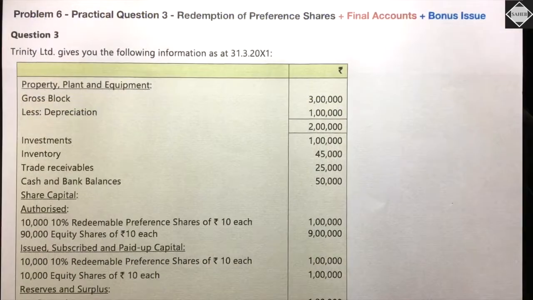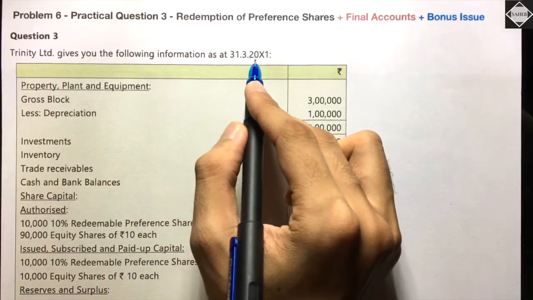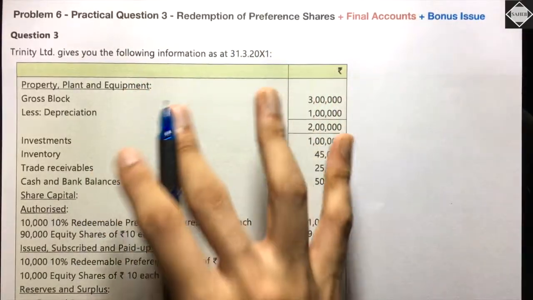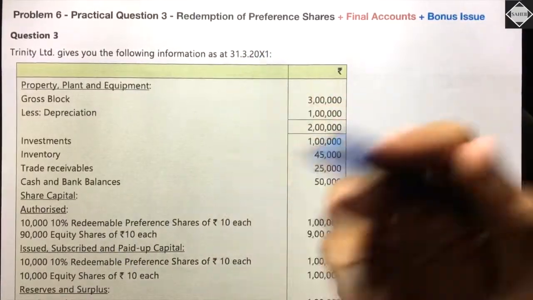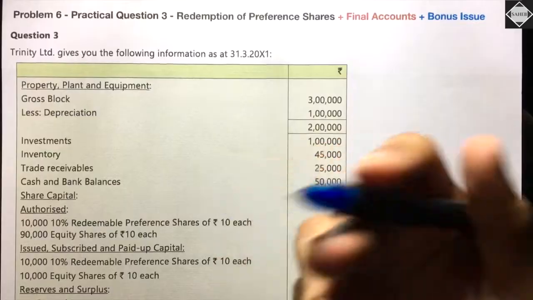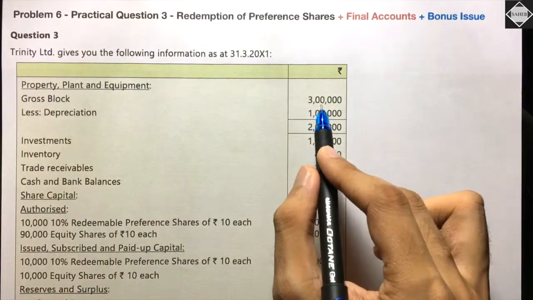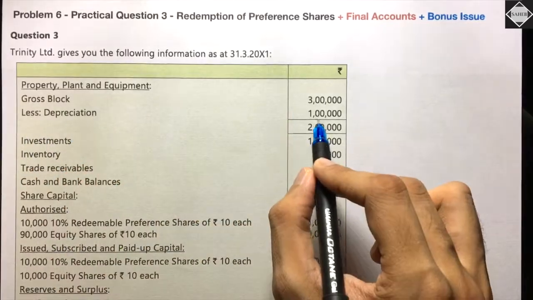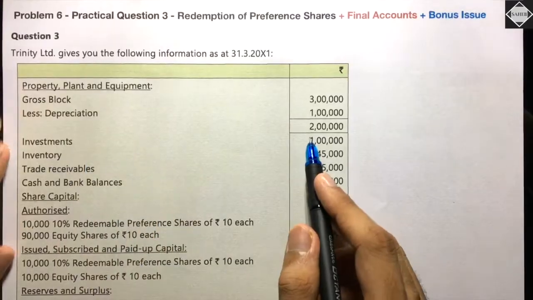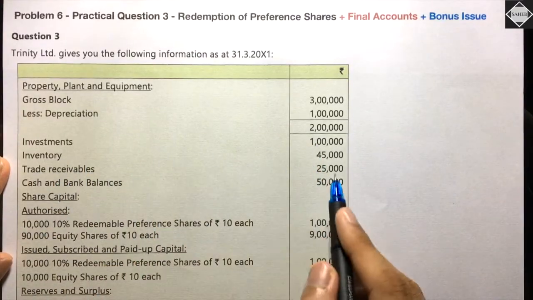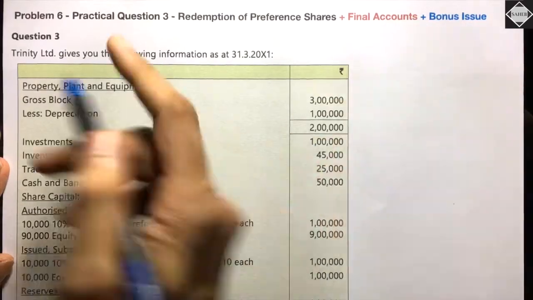Now see here, Trinity Limited gives you the following information as at 31st March 2021. A balance sheet has been provided to us and the date is 31st March 2021. You can also say 31st March 2001, it's up to you. So see here, property, plant and equipment, gross block 3 lakh less accumulated depreciation 1 lakh, so that's 2 lakh property, plant and equipment. And then we have investments 1 lakh, inventory 45,000, trade receivables 25,000, cash and bank balances 50,000. So these are the total assets of Trinity Limited.